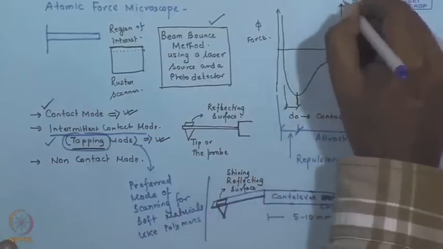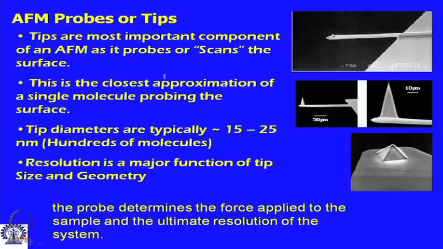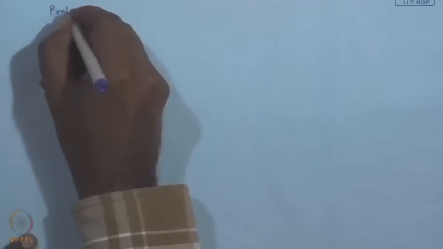Okay. So let us move on to the first thing we would like to discuss, the probes or tips along with the cantilever for mounting of the tips. So AFM probes or tips are the most important component of an AFM as it probes or scans the surface. This is the hardware element that actually goes and physically touches the surface. So this is where the importance of the probe tip lies.